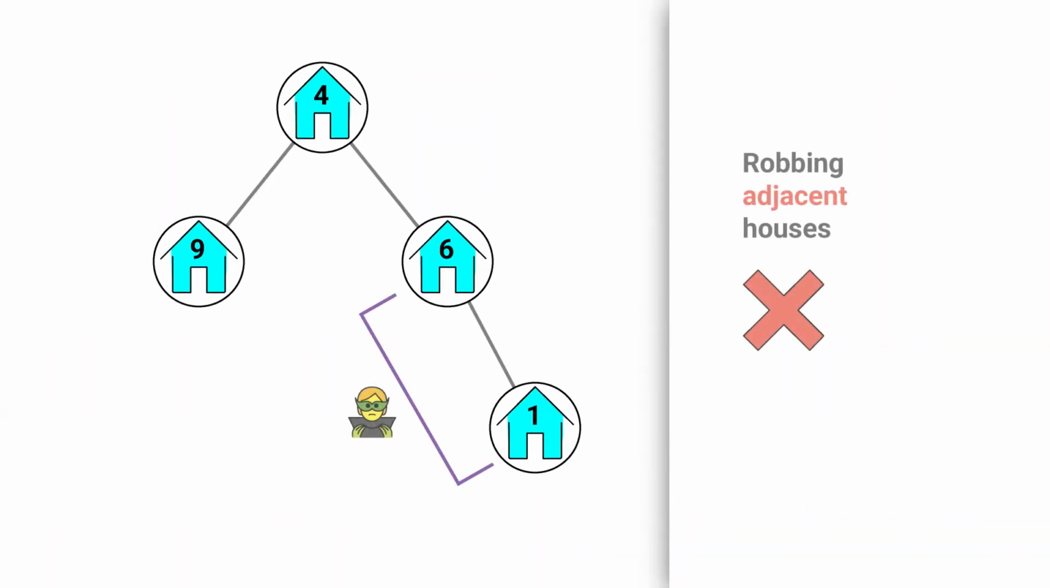We are given a binary tree in which each node represents a house containing some amount of money. We need to rob the maximum amount of money from these houses such that we do not rob from two adjacent houses.